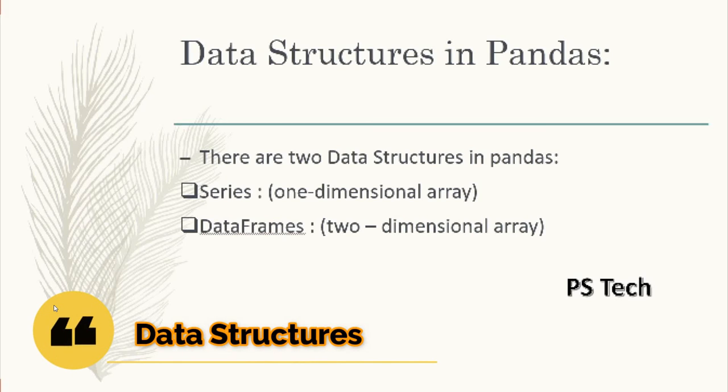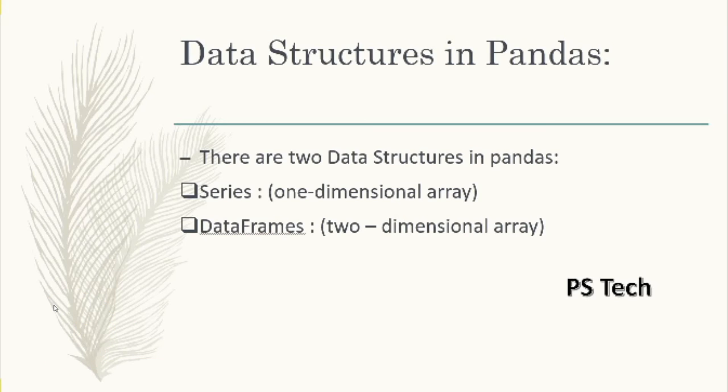Data structures in Pandas. There are two types of data structure in Pandas: Series, which is a one-dimensional array, and DataFrames, which is a two-dimensional array.